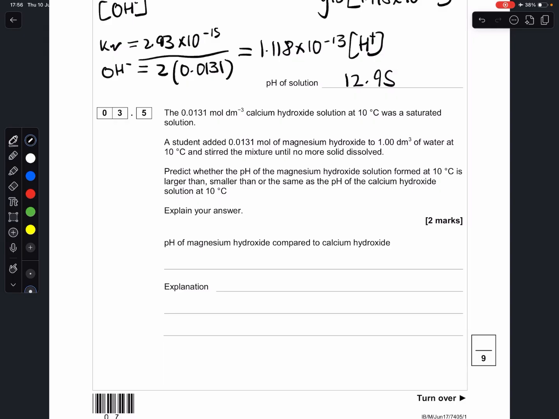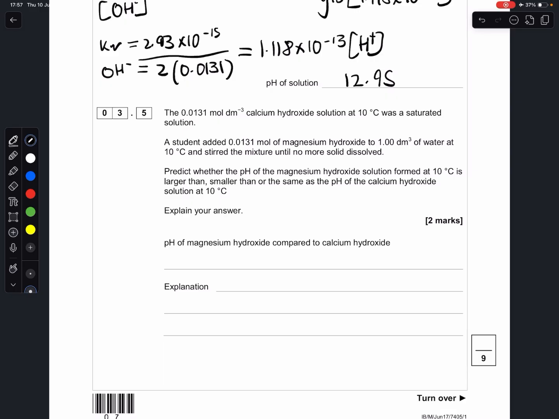The 0.0131 mole per decimeter cubed calcium hydroxide solution at 10 degrees was a saturated solution. A student added 0.0131 mole of magnesium hydroxide to 1 decimeter cubed of water at 10 degrees and stirred the mixture until no more solid dissolved. Predict whether the pH of the magnesium hydroxide solution formed at 10 degrees is larger than, smaller than, or the same as the pH of the calcium hydroxide solution at 10 degrees, and explain your answer.